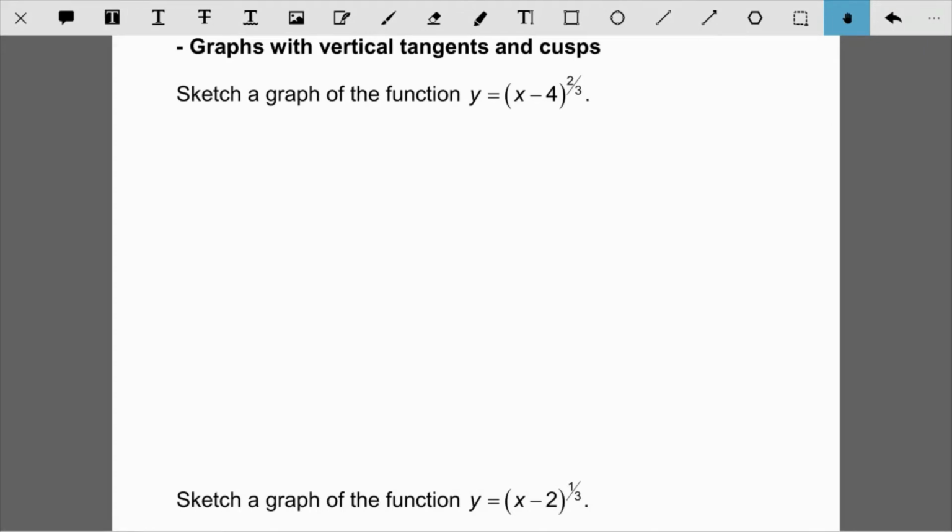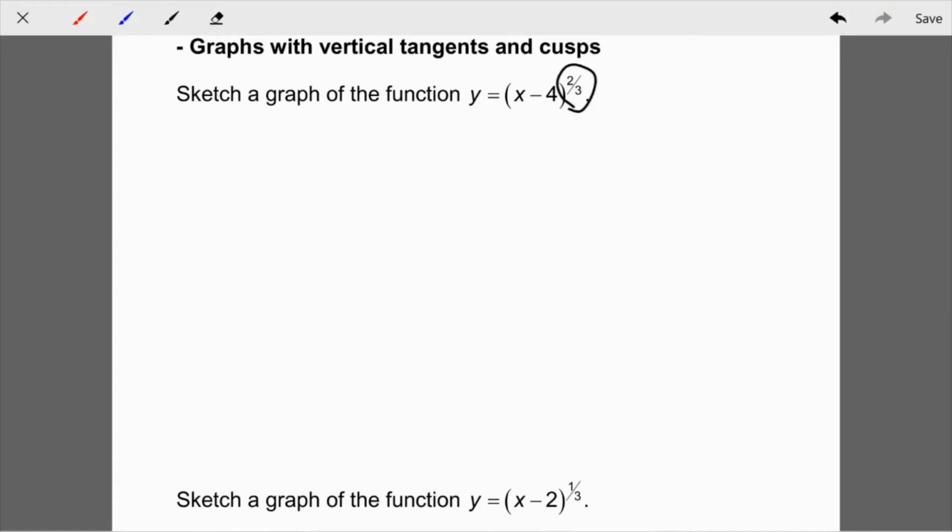You should be able to tell from the function what type of graph you're dealing with. So you can see on this one, we've got an exponent of 2/3, so obviously that's going to be a cusp. Here I've got an exponent of 1/3, so that should be a vertical tangent. But what I want you to do is try to go through essentially the same process I just went through.